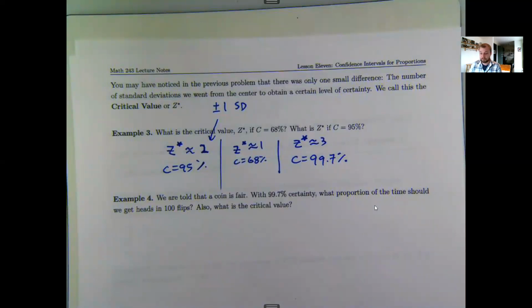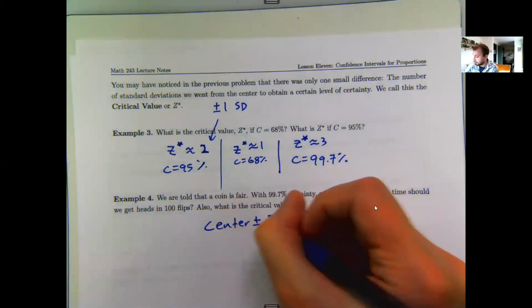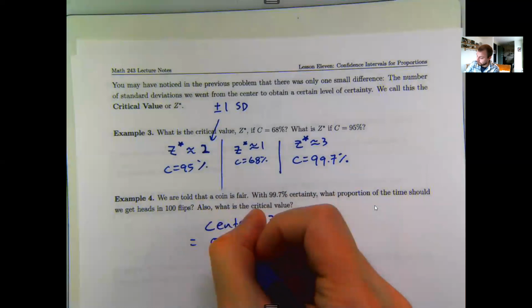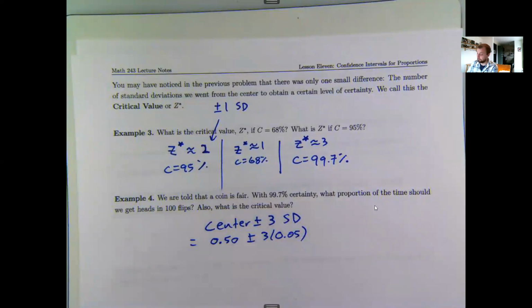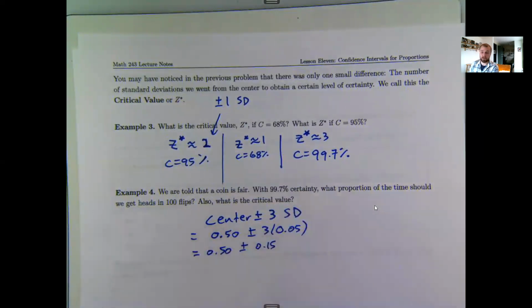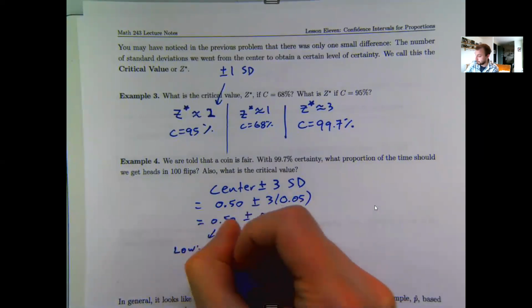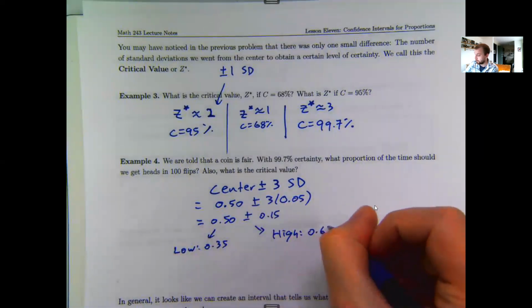With this in mind, let's kick our interval up a notch, and let's be 99.7% confident now. So my thought process is I'm going to go from the center up and down 3 standard deviations. The center of my model, I was expecting 50%. My standard deviation was 5%. So from 50%, I'm going up and down 15%. 3 times 5 gives me that 15% there. So on the low side, I get 35. And on the high side, I get 65.